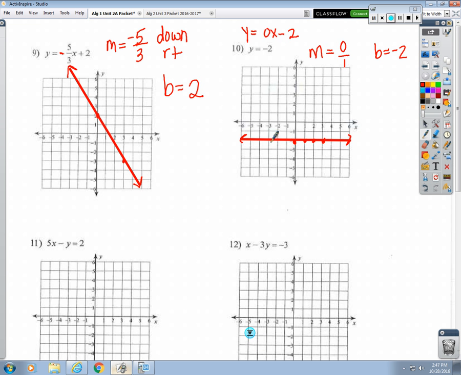Guys, they're all straight lines. This is a horizontal line. That is a slope of 0. Vertical lines are slope undefined.